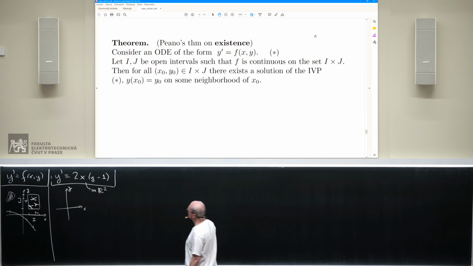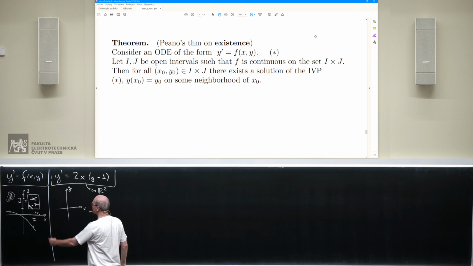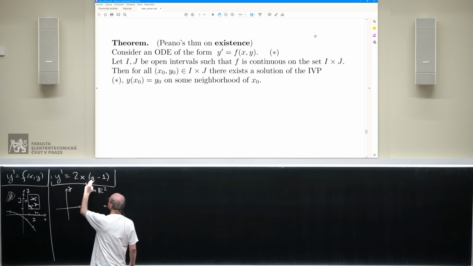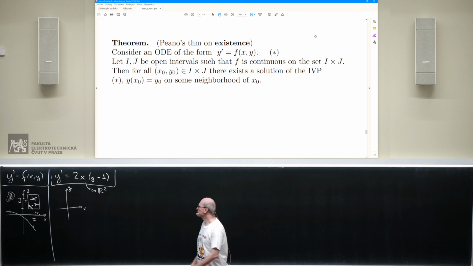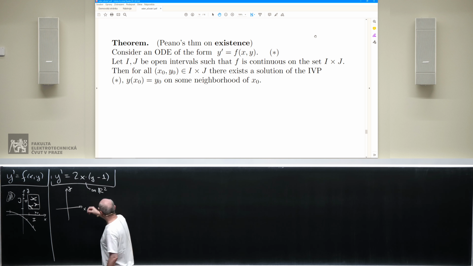Okay, we are supposed to identify some rectangle on which the right-hand side would be continuous. Well, that's a polynomial. Polynomial in two variables. It's continuous everywhere. Okay, let's be tough. This f is continuous on R cross R, and therefore by Peano theorem we have existence, local existence, on R squared, which is wonderful.